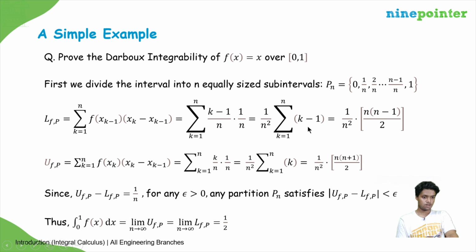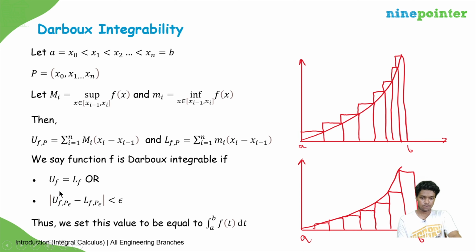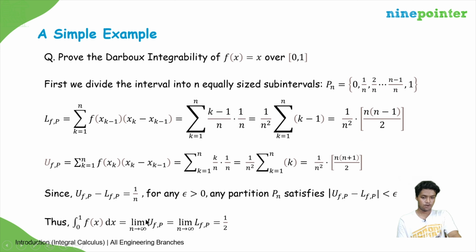And then we know the summation for this. k is a constant, so we can sum this and we will get this. For the upper sum, we know that the upper value or the supremum is at x equal to x_k, because this is an increasing function. So summing this, we will get this answer. And now we need to find the upper sum minus lower sum by this criterion over here. So we'll get 1 upon n.